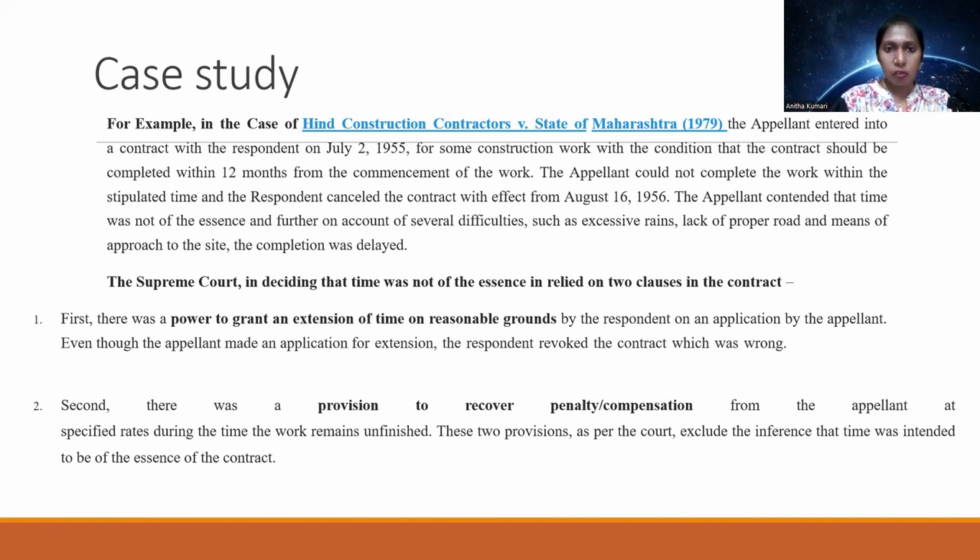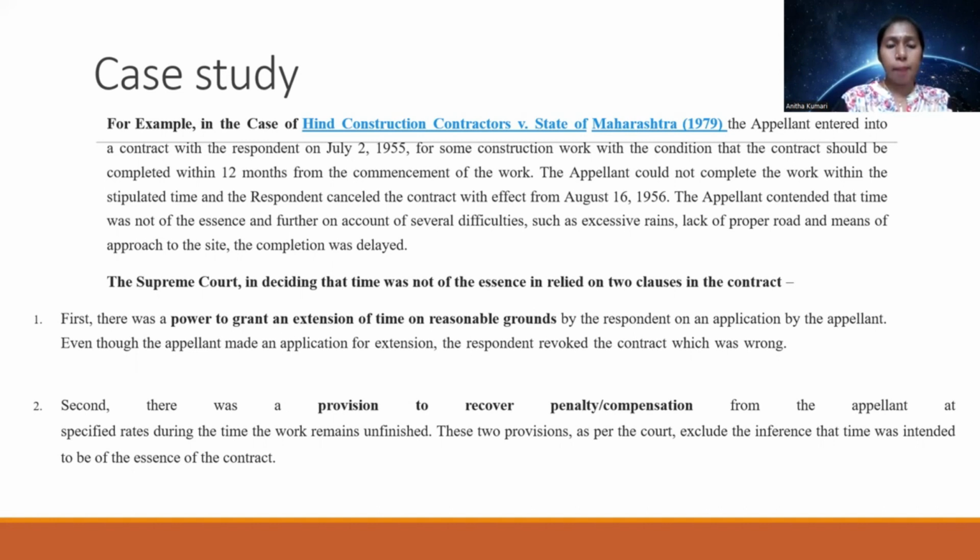Again, I explain to you. Actually, there was a constructor and builder. They entered into a contract with one particular person. At the time of entering the contract itself, he gave clear instruction that you have to complete this construction within 12 months, within a year. At the time the builder agreed, but he could not complete the contract within 12 months.